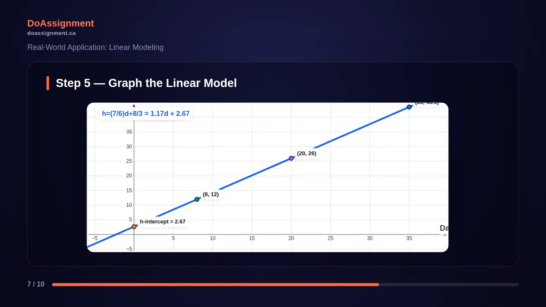Here is the graph of our linear model. The line rises steadily from left to right, passing through day 8 at 12 centimeters and day 20 at 26 centimeters. The h-intercept where the line crosses the vertical axis is at about 2.67 centimeters.